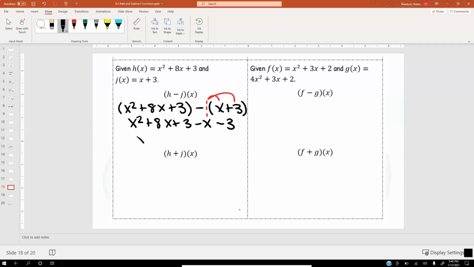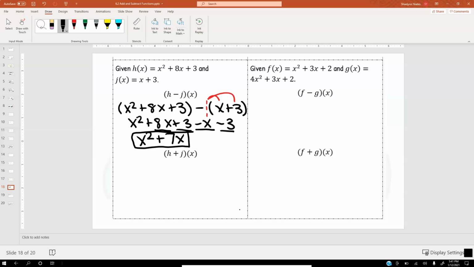When we combine like terms, our x squared doesn't combine with anything, but our 8x is going to subtract 1x. So it's a positive 7x. And then we've got 3 minus 3, which is 0. So this is our final equation, x squared plus 7x. All right, so let's go ahead and try doing the next one.